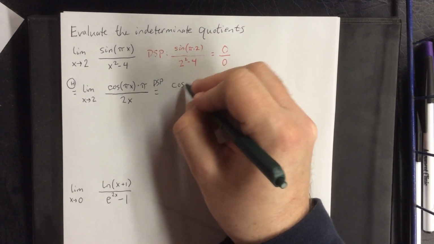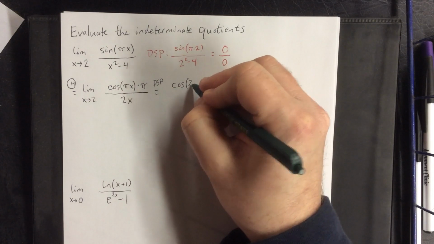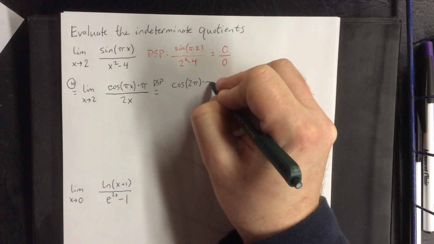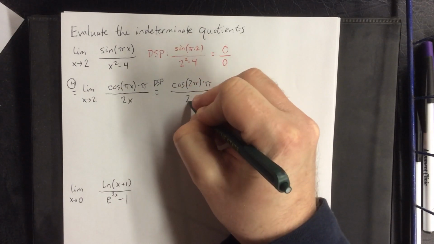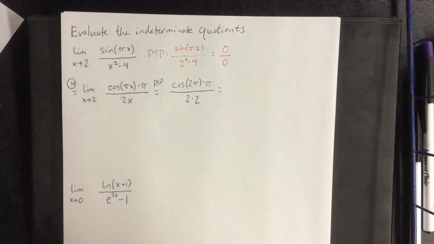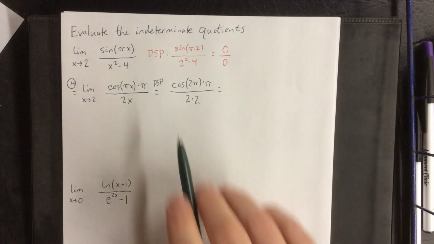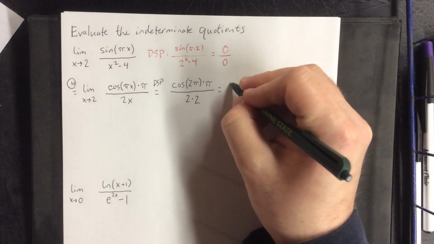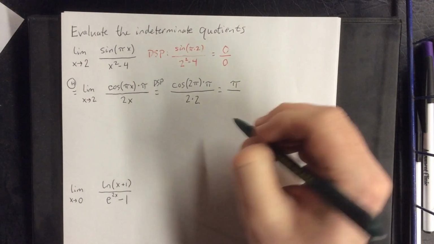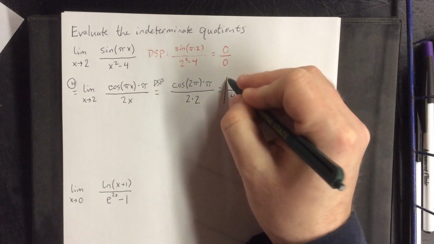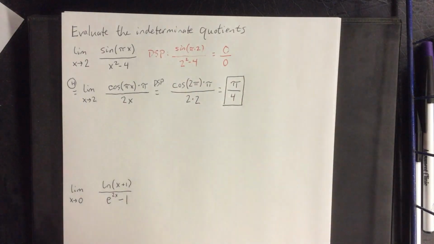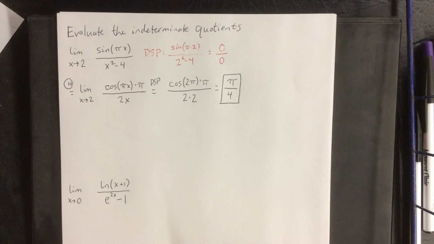This will be the cosine of pi times 2, we'll call that 2 pi, times pi, over 2 times 2. Simplifying the numerator, the cosine of 2 pi is equal to 1. 1 times pi will be pi. And the denominator is 2 times 2, which I plugged into my calculator, aka brain, and got 4. So final answer for this indeterminate quotient would be pi over 4. Try doing that using algebraic manipulations from back in chapter 2. Can't do it. Next one.